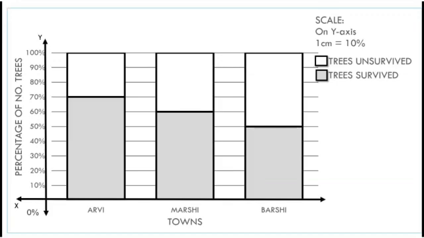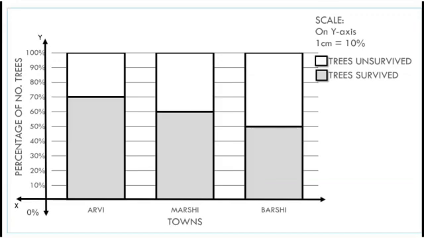Correct. Now on x-axis, what are you going to show? You are going to show the towns, that is Arvi, Marshi and Barshi. And on y-axis, percentage of number of trees of scale 1 centimeter is equal to 10%. Right. Now in a percentage bar graph, all bars are of height 100 units. So here you don't have to see the total what you have got. All your bars will be of height 100 units. Now in each bar we have to show the percentage of survived trees.